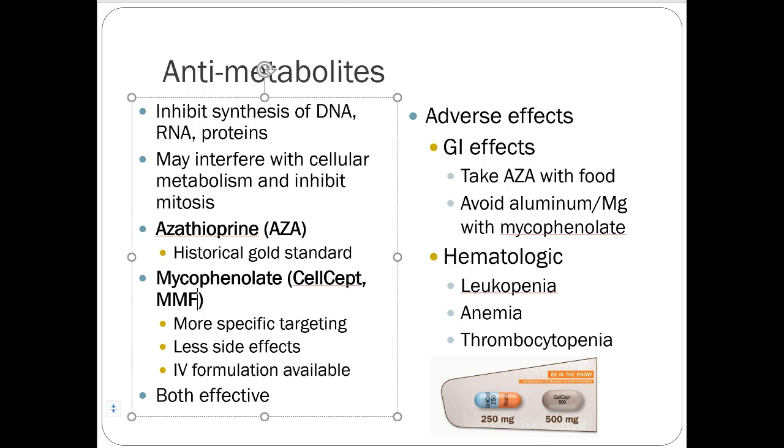So when you talk about tolerability, what effects are we talking about? GI effects. You want to take azathioprine with food and avoid aluminum, magnesium with mycophenolate. So aluminum and magnesium products, you're like, what are those? That'd be like things like Maalox or Gaviscon, some of those OTC GI-related remedies, or whatever you want to call them. Those can have aluminum, magnesium in them. So make sure you tell patients to watch out for those if they're going to be taking those concurrently. But that's really the biggest thing. So GI effects like diarrhea, nausea and vomiting, things like that can cause tolerability issues for patients taking an anti-metabolite.